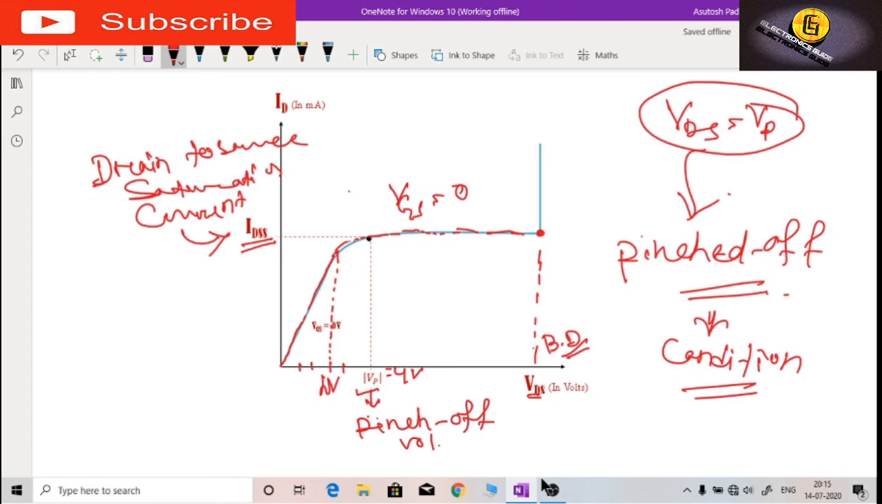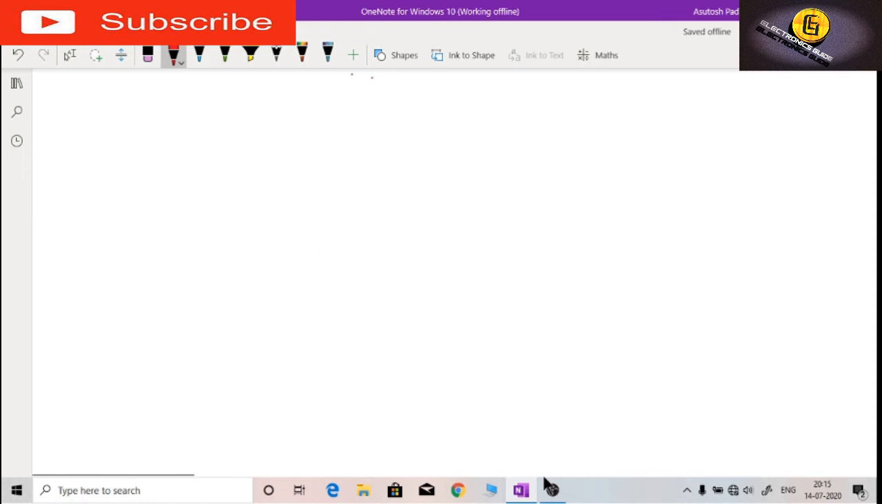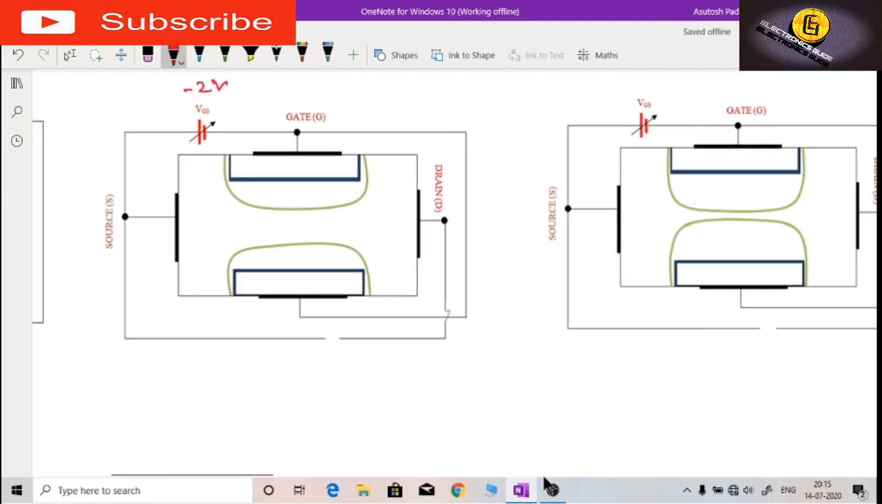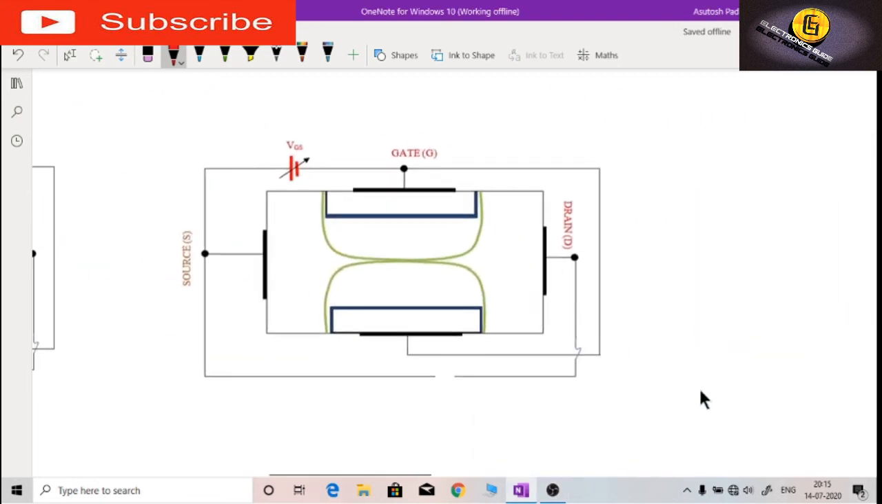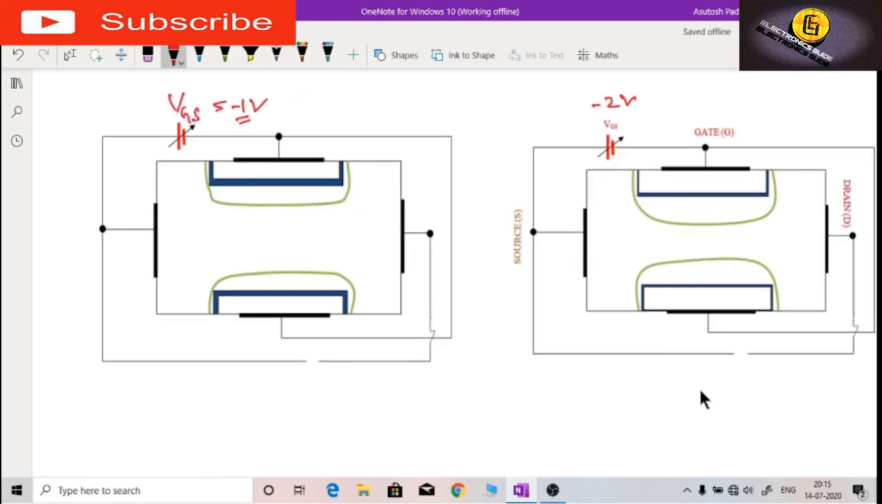Now let's move on to the case where we have to consider the individual effect of VGS. That means if we apply VGS other than VGS equal to 0, then what happens? In this figure, we are applying VGS. Let's assume VGS equal to minus 1 volt. As this is a reverse voltage, the negative sign is there. Here VGS equal to minus 2 volt. Here VGS equal to minus 3 volt. Here VGS equal to minus 4 volt. Now let's see the case of VGS equal to minus 4 volt.